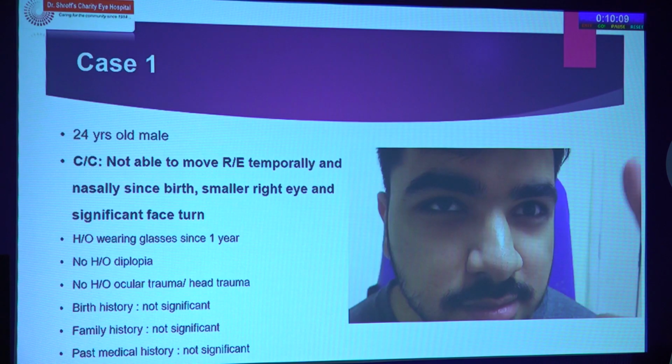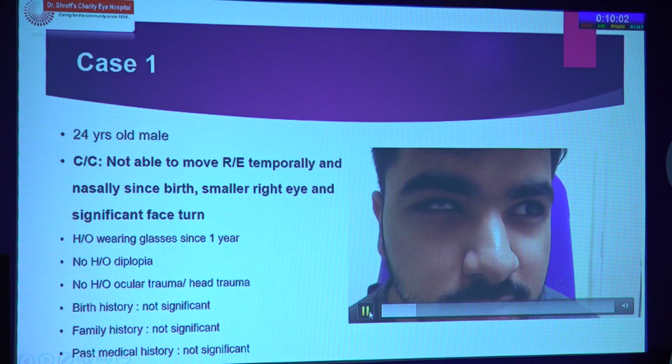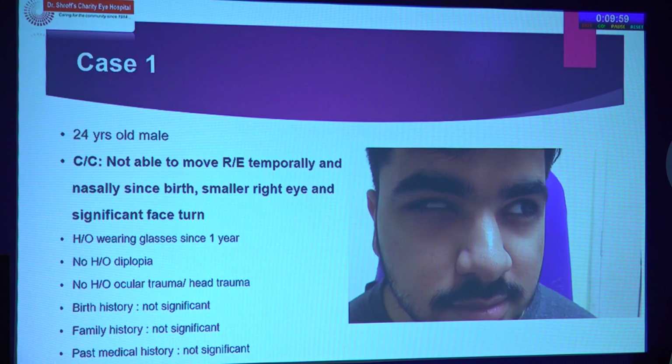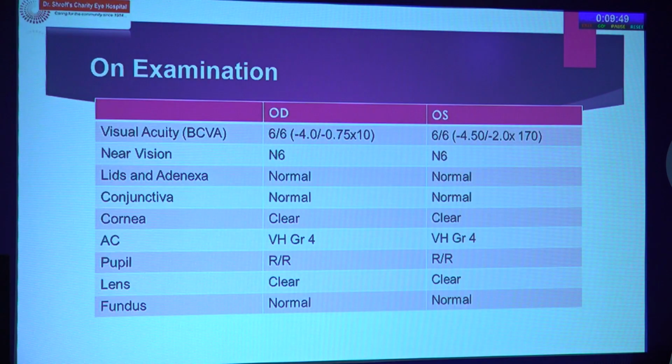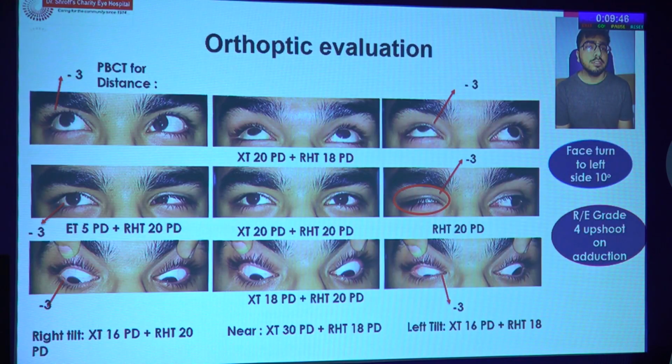So we have a case here of a 24-year-old male not able to move the eye. You can see that there is severe globe retraction, and this is a pumpkin sign, and also there is a grade 4 upshoot. Now in this case we have to tackle the abnormal head posture and the deviation. If you see here, the deviation is an exotropia of around 20 prisms, much less than expected. Then a right hypertropia, which was around 20 prisms, and we found there was a face turn to the left side of 110 degrees, grade 4 upshoot on adduction, and also severe globe retraction.